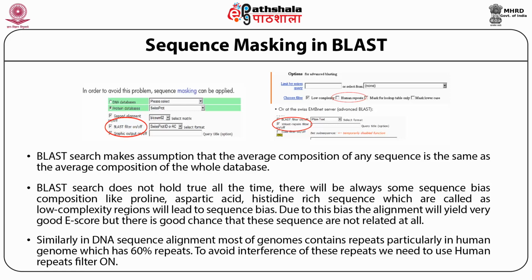If you see here, there's an option called BLAST filter. So use the BLAST filter on, that means it will filter the repeats. On the right side, you have options of filters like low complexity filters, human repeats filters, mask for lookup table, mask for lowercase. You have different types of masks. If you use these filters, then the sequence bias is completely removed, and whatever alignment you are getting from BLAST is reliable, and it can have very good functional implications for any search you are doing, either a DNA-based sequence search or a protein-based sequence search.